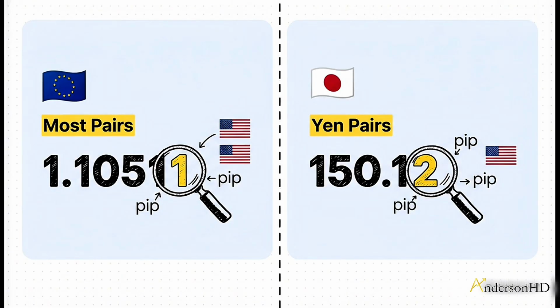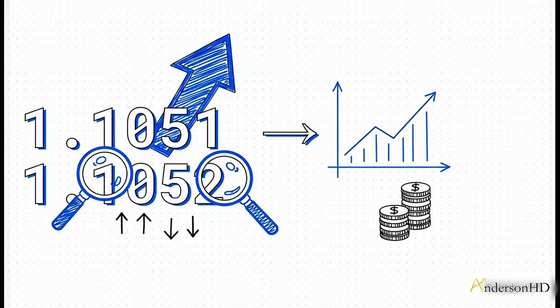Now here's the first little detail you just have to remember. How you count a pip actually depends on the currency you're trading. For most pairs, like the euro versus the US dollar, you're looking at the fourth number after the decimal point. But for any pair with the Japanese yen in it, you're looking at the second decimal place. It's just a market rule, one of those things you just have to know. So for example, if the euro USD price moves from 1.1051 up to 1.1052, that's a 1 pip move. See? We're just looking at that very last digit. That's it. Simple as that.